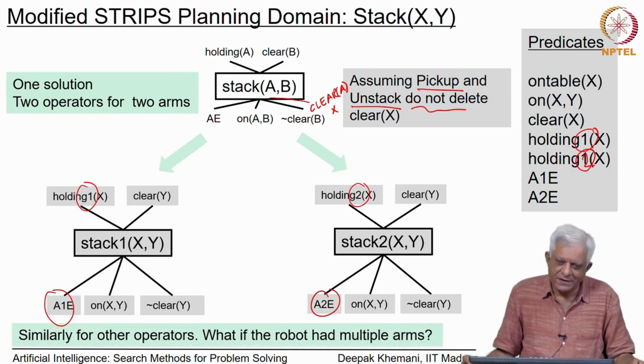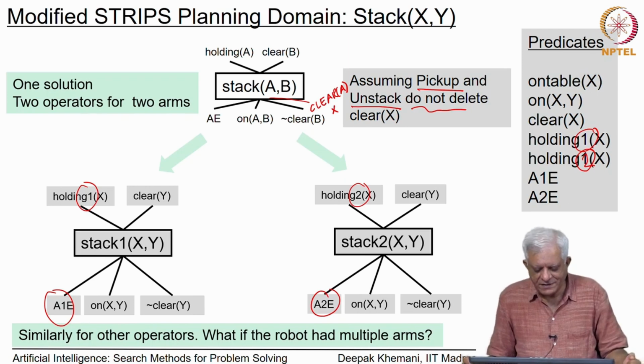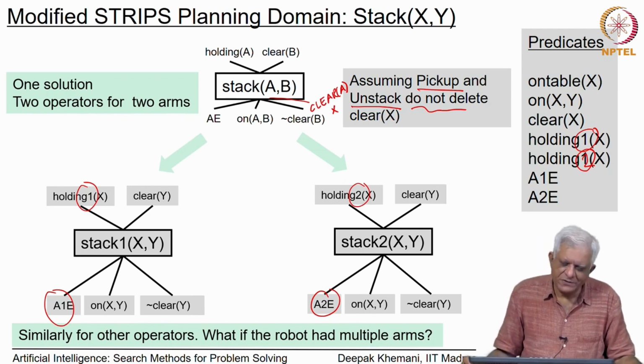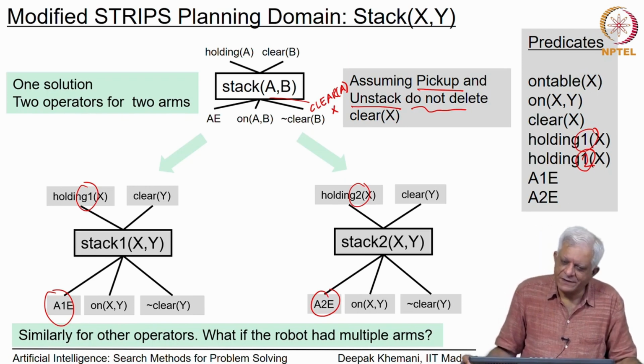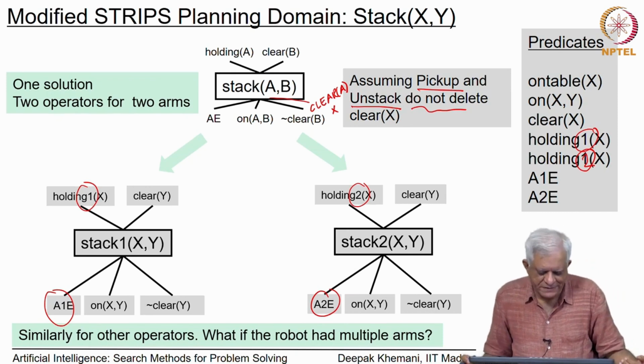But what would happen if we had multiple arms? What if I give you a robot with 2 arms or 3 arms or 4 arms and things like that? Maybe you should look for a way of modifying the strips actions so that they can be extended easily to any number of arms essentially.